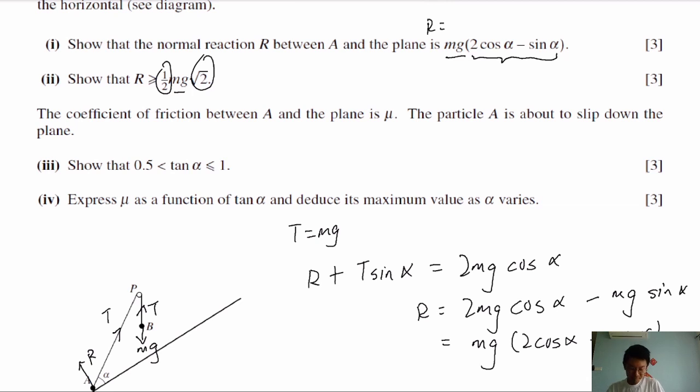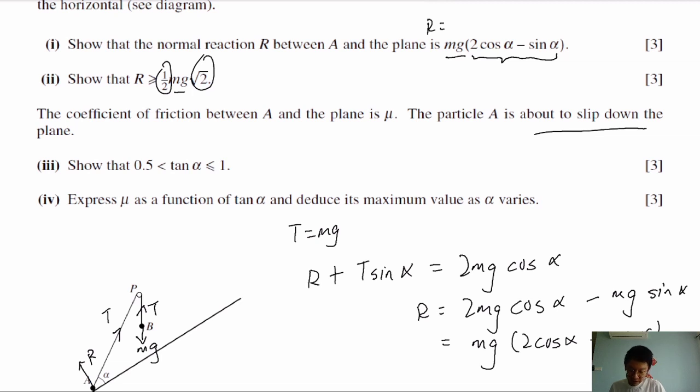Okay, let's look at this one. They tell us that the coefficient of friction is mu, and particle A is about to slip down. This is the important info that is given to us. So show that tangent alpha is in between 0.5 and 1.